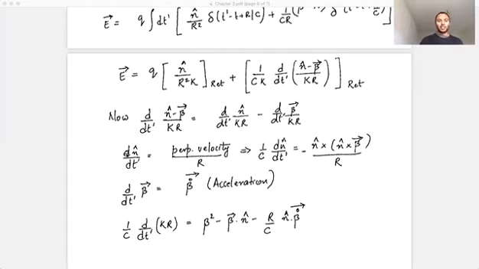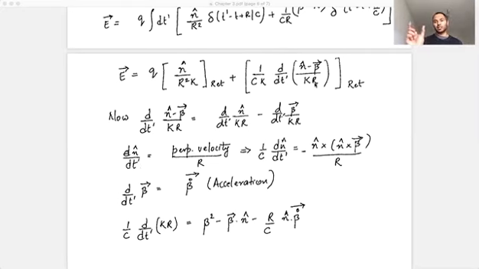Okay, so that's dn hat by dt. So we have an n hat here, we have a beta here, we know how to differentiate that. Kappa, again, just has beta and n hat in it. So kappa is 1 minus n hat dot beta. So if you know how to differentiate with respect to n hat and beta, you know how to differentiate with respect to kappa.